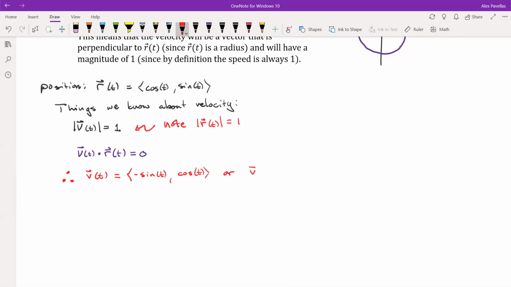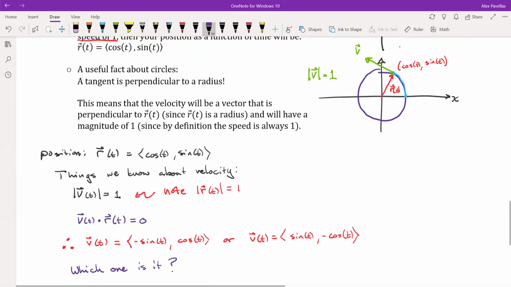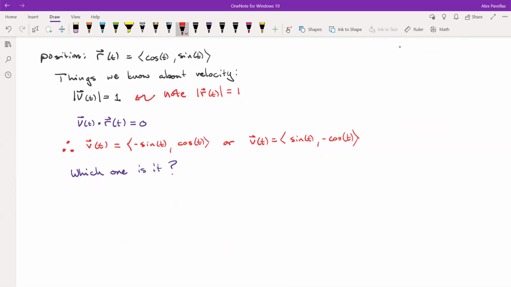or it's positive sine t, negative cosine t. And I guess at this point we have to decide which one it is. Well, let's scroll back up to our little picture here. The v is supposed to be pointing in the counterclockwise direction, right? So the v is pointing in the counterclockwise direction.